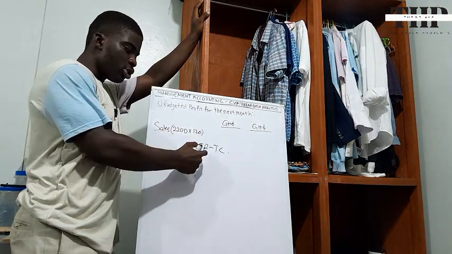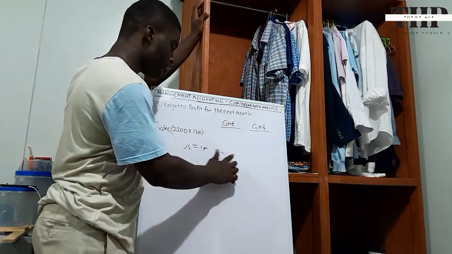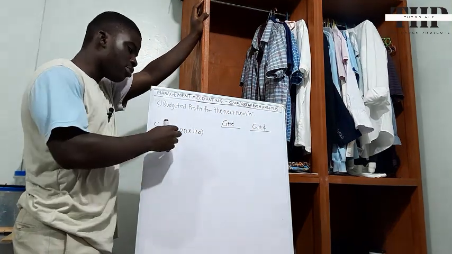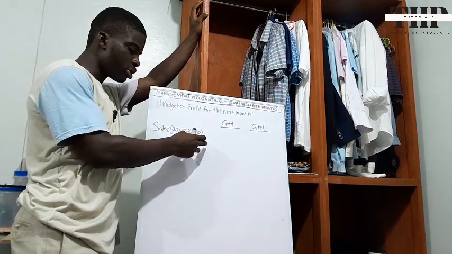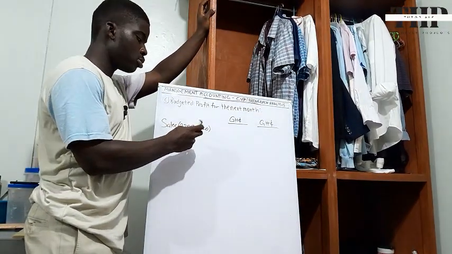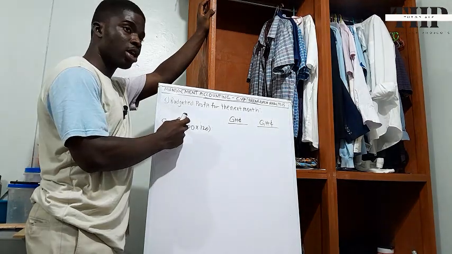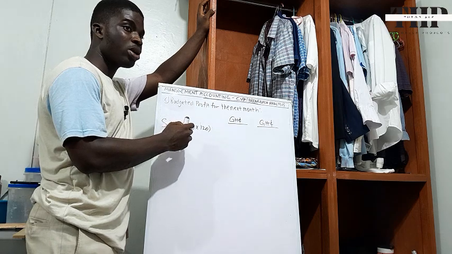Alright, so first, the total revenue is the sales revenue. So you have to find the sales revenue first. That becomes the budgeted sales times the selling price per unit. 2,200 times 120. The answer will be 264,000.